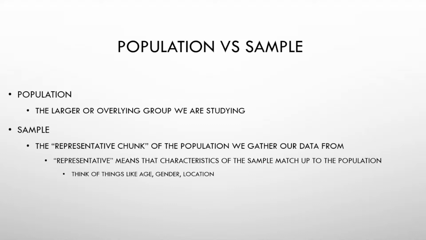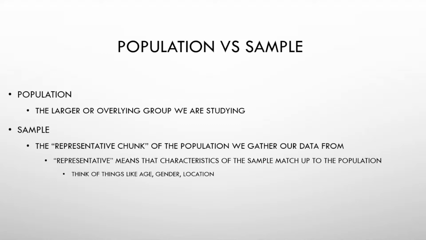Now, how I get that sample, what that sample looks like in comparison to the population, that's where you can immediately decide if a study is valid or not. So, key idea here, the representative chunk of the population we gather our data from. The word representative is the big one here.